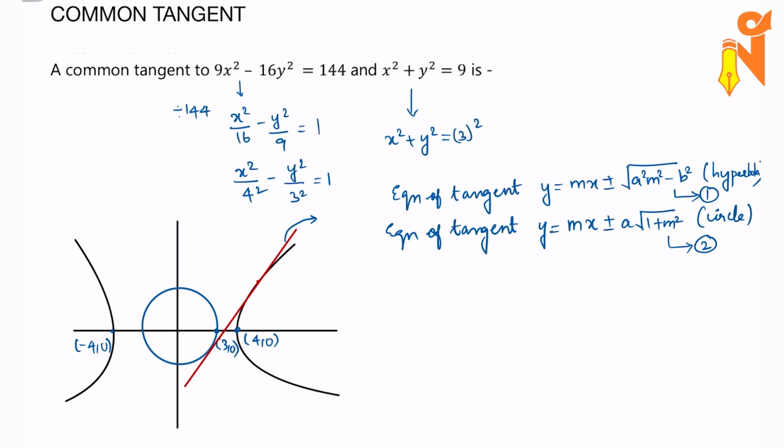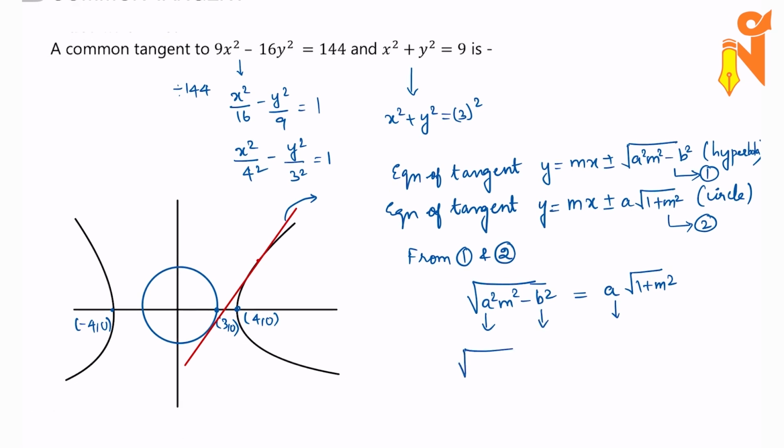So from 1 and 2, since it is a common tangent, root over a square m square minus b square is equal to a times root over 1 plus m square. Here a and b represent the hyperbola and here a represents the radius of the circle. So let us substitute it. So a square is 16, so root over 16m square minus 9 equals 3 into root over 1 plus m square.